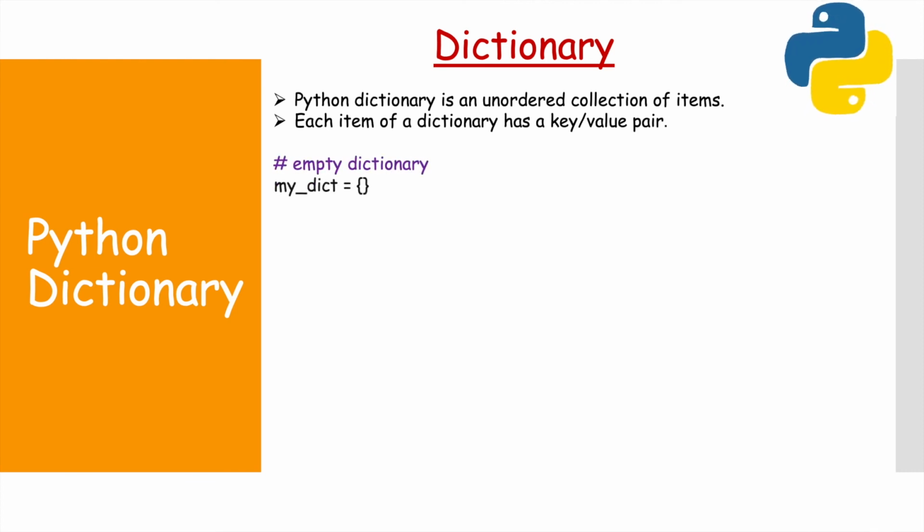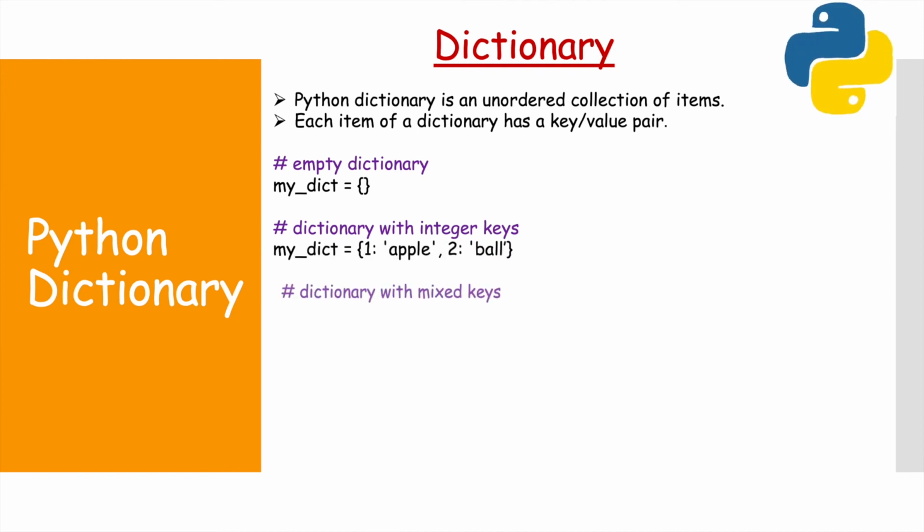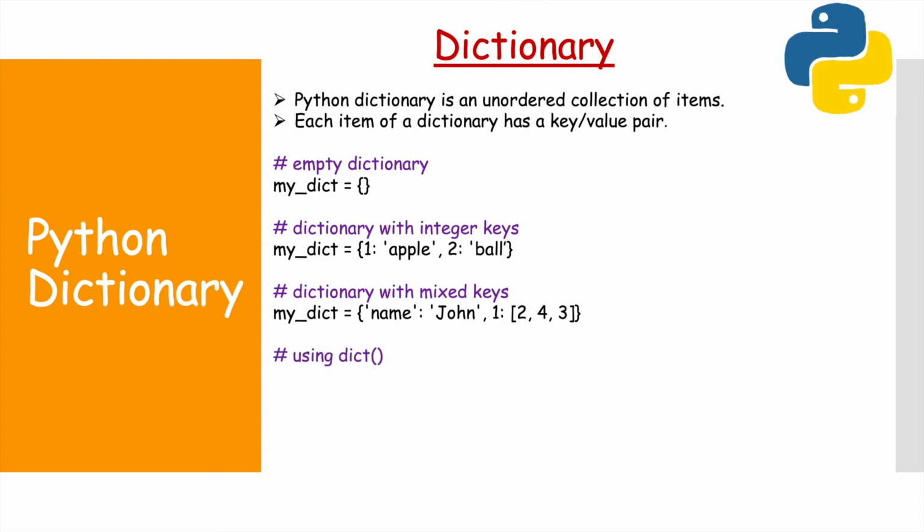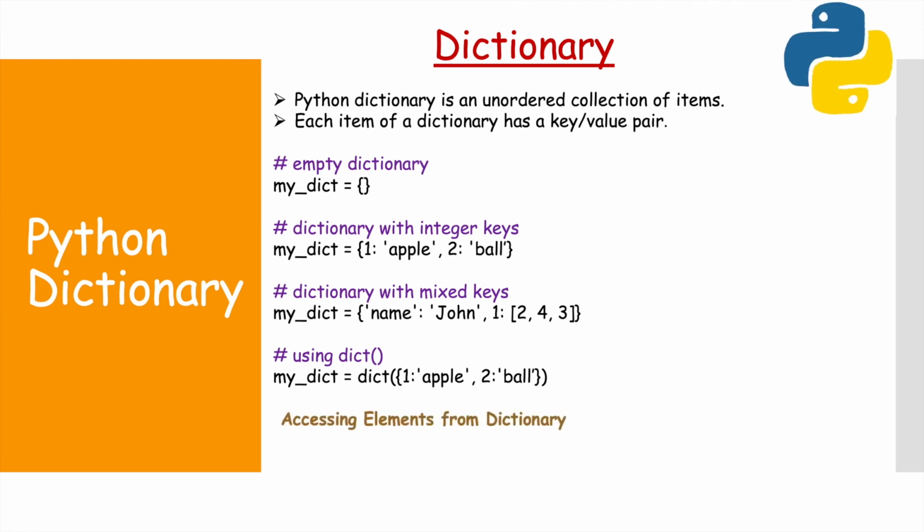This is an example of creating an empty dictionary. You're simply providing the curly braces and no content in it. This creates an empty dictionary. Now this is an example of a dictionary with integer keys. This is an example of a dictionary with mixed keys. You are having a string as a key and an integer as a key. You can also create a dictionary by using the dict built-in function.